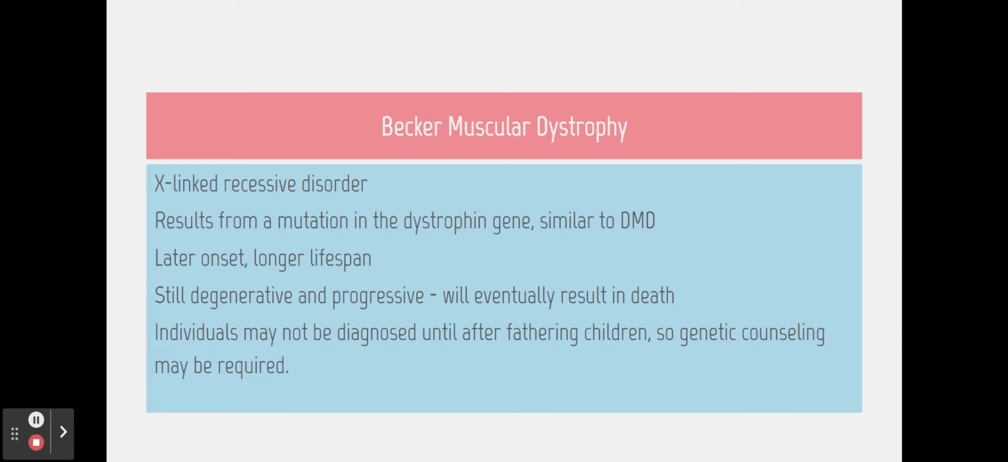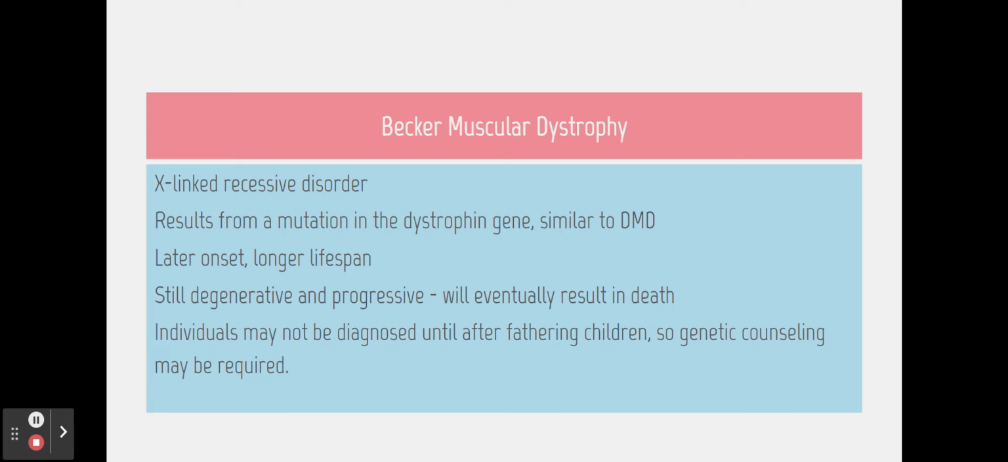But frequently, we don't see the symptoms until the child is older, about the age of 10 for most people. There have been reports of people exhibiting their first symptom of the disorder at age 40. A longer lifespan, the average lifespan is somewhere around 40, 45.